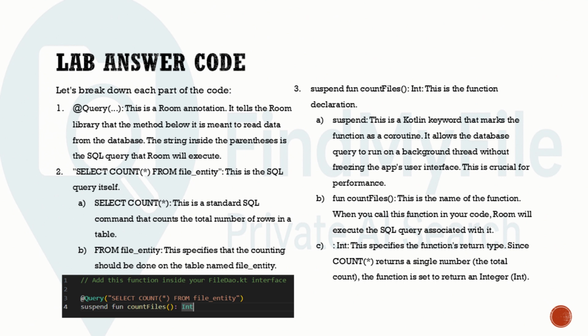And if you look at the code breakdown, @Query, this is the Room annotation. It tells the Room library that the method below is meant to read data from the database. The string inside the parentheses is the SQL query that Room will execute. And the SELECT COUNT from the file entity was given to you as part of the exercise to be used. This is the SQL query itself.